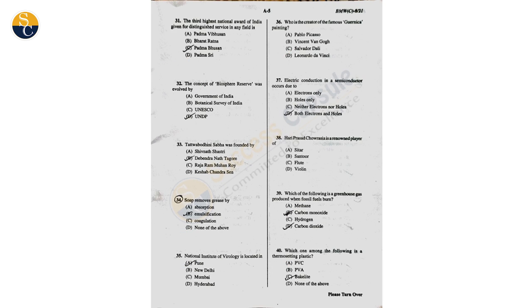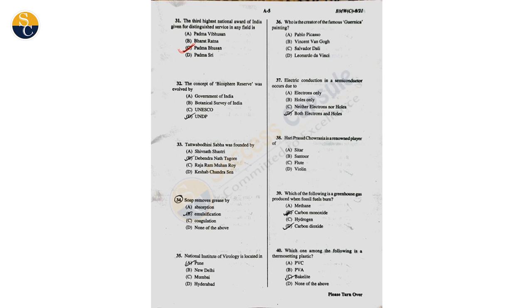Next, question number 31. Which is the third highest national award of India given for distinguished service in any field? Answer is C. Padma Bhushan. Highest award is Bharat Ratna. And Padma Bhushan is the third highest civilian honor. So, C is the correct answer.